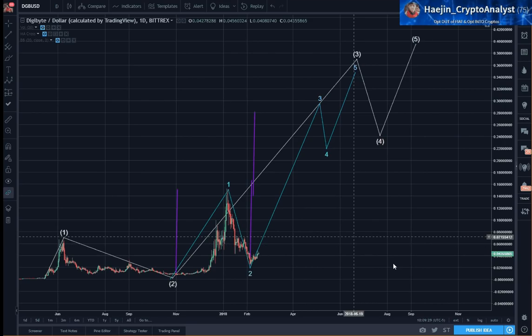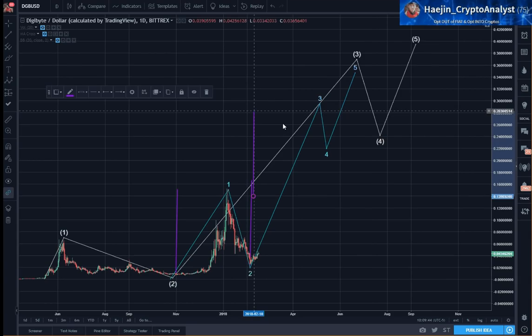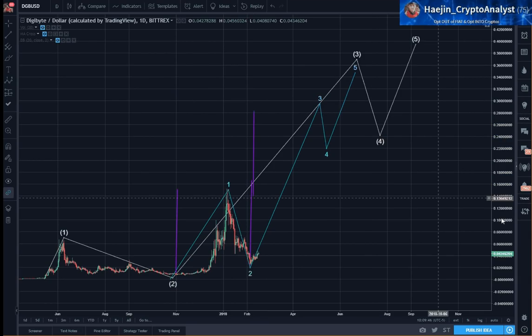Now, please do not think this is going to be happening tomorrow or the week after. There will be corrections in between, minor corrections, which will make many feel like, yeah, Hedgen's projections are out the window again. No, my original 30-cent plus projection for Digibyte has not changed. This is 1, 2, 3, 4, and 5.